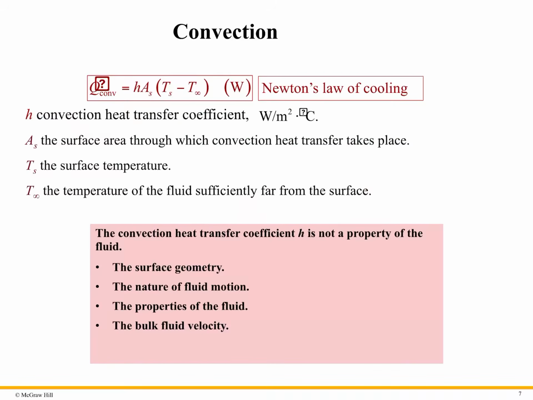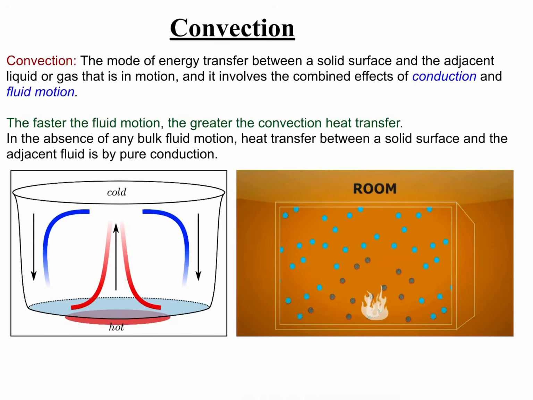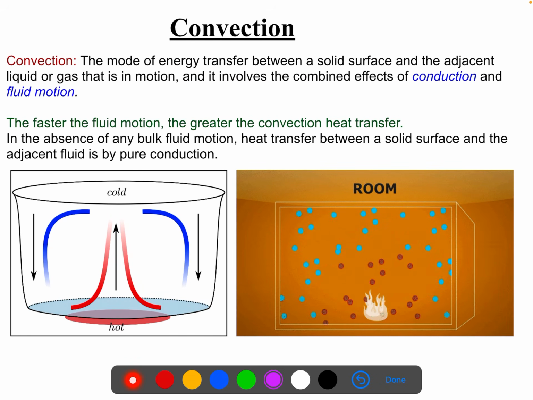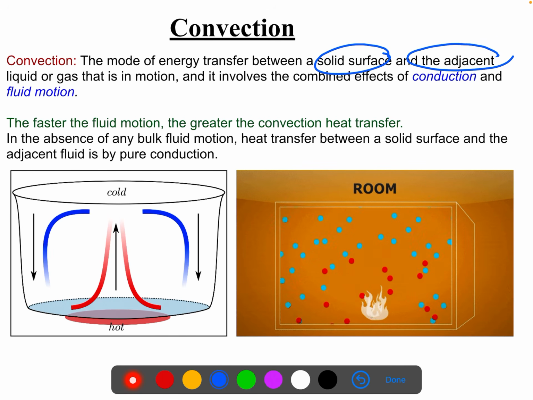Now we will try to understand convection. So here you can see the definition of convection. It is another heat transfer mode where the heat transfer, or the energy transfer, happens between the solid surface and the adjacent gas or liquid. Okay, so this is, as I said, convection. But how does this process happen?